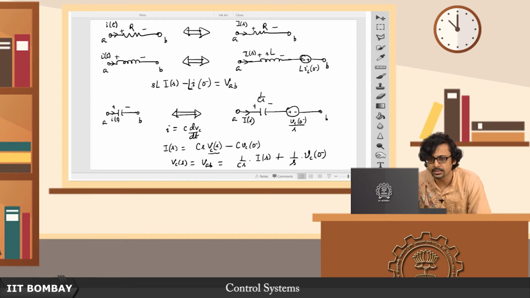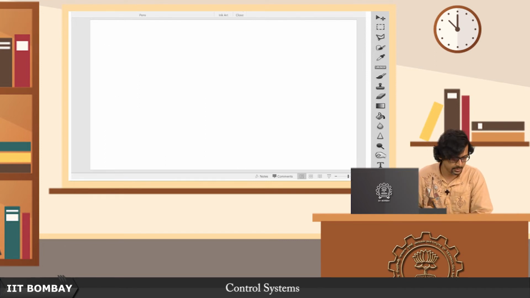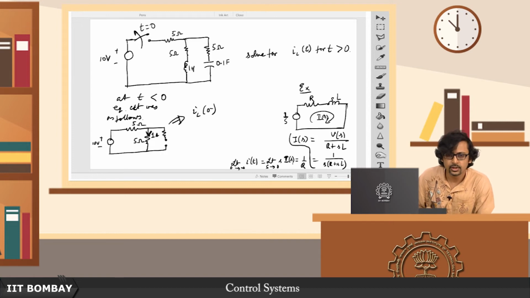Similarly here also, the assumption is that Vc0 minus has the same polarity as that induced by the flow of this current here for t greater than 0. If it is not so, then you will have to reverse the sign of this. So we will see in this particular example itself right away how this actually holds true. Now that we have seen this, let us focus on this circuit.